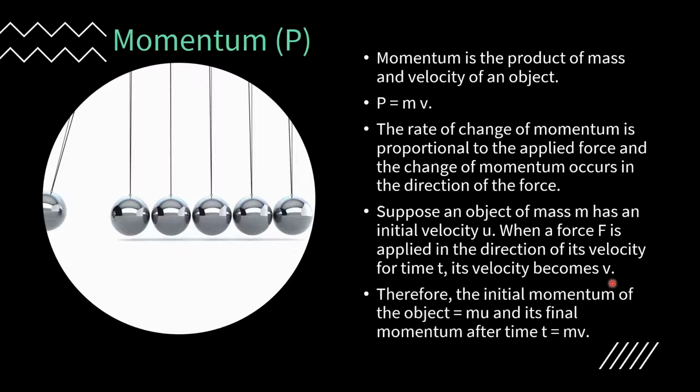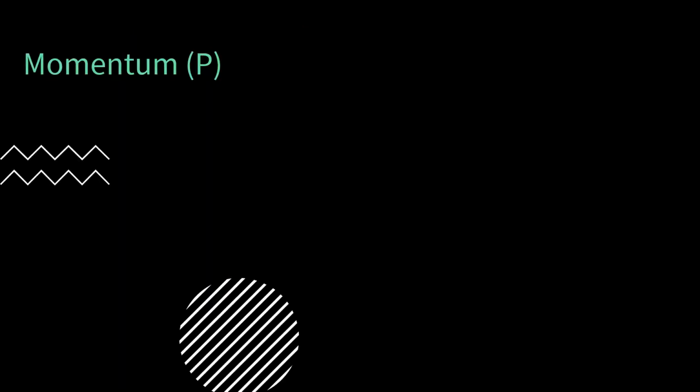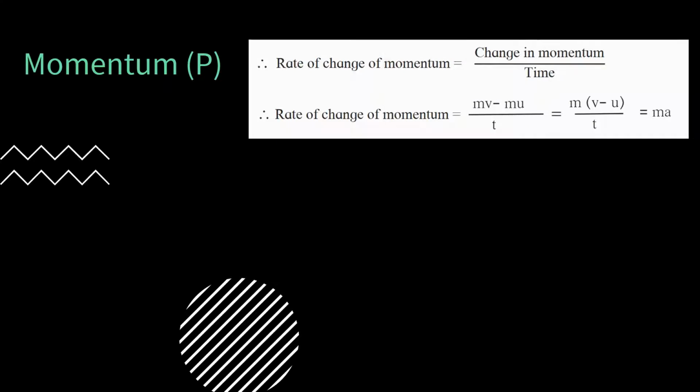Therefore, the initial momentum of the object will be mu, that is mass and initial velocity, and after time t it becomes mv, that is mass and final velocity. The rate of change of momentum is the change in momentum in given time, which is mv, that is mass and final velocity minus mu, mass and initial velocity, in the given time.